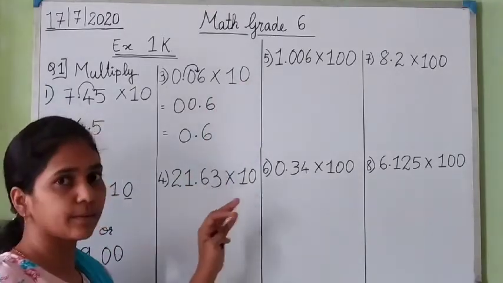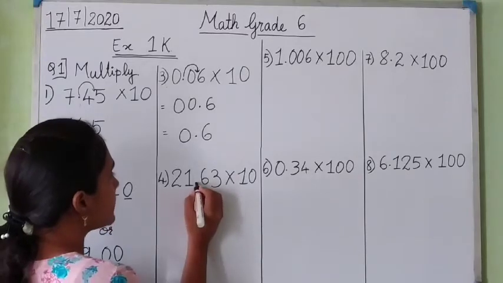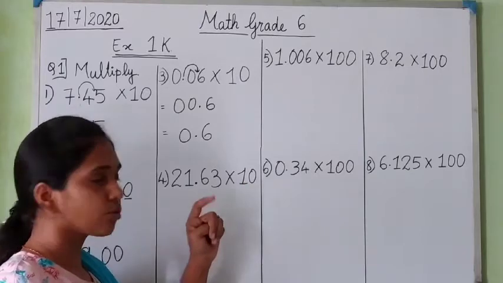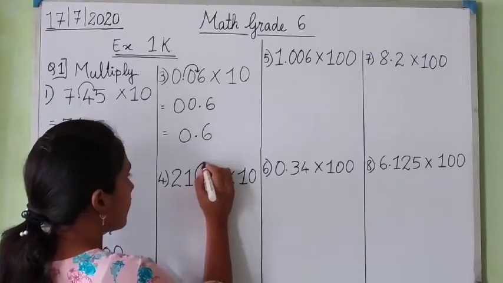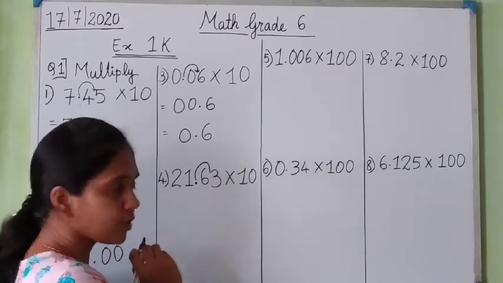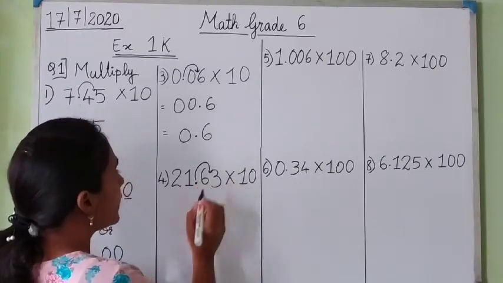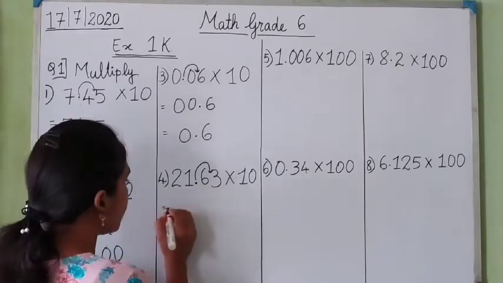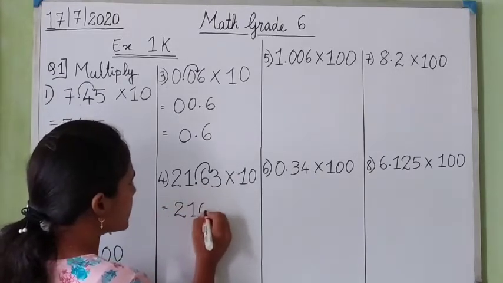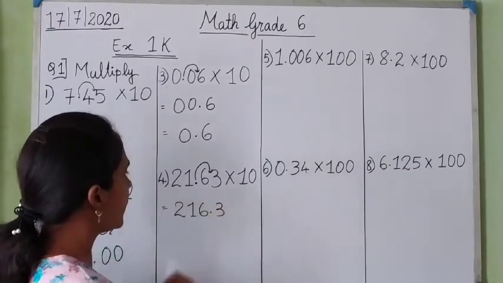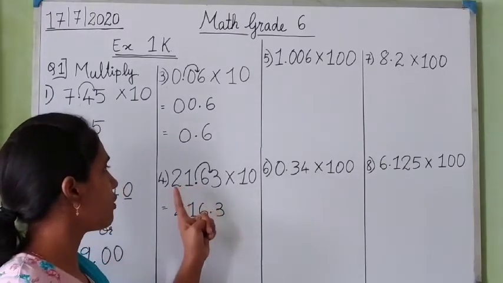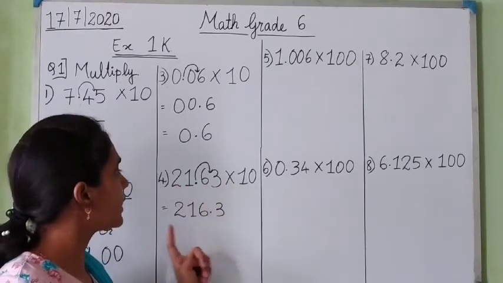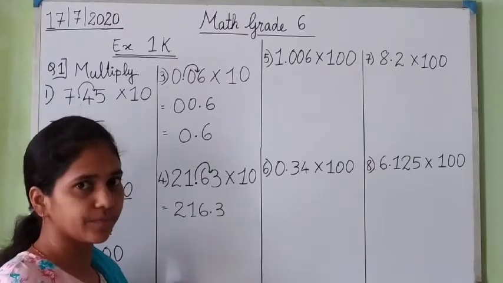And the last one also, multiplication by 10. The point is in between 1 and 6. In 10 there is only 1 zero, so the decimal point is going to shift 1 digit towards the right. So it is going to come in between 6 and 3 now. So this becomes 216.3. This is the answer of multiplication of 21.63 into 10. So when we do 21.63 into 10, we get 216.3.